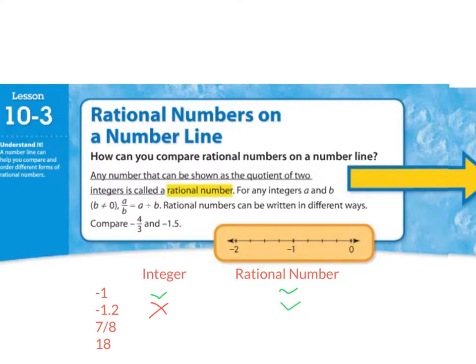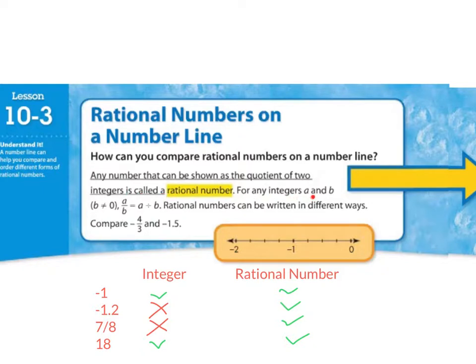7/8. Do I count that? I go 1, 2, all right, I don't stop at 7/8, so that's a no, but 7/8 is a rational number. And 18, that's a counting number, so that's yes, and that's also a rational number. The difference I'm seeing here is decimals are not integers and fractions are not integers, but they are rational numbers. So any number that can be shown as the quotient of 2 integers is called a rational number.